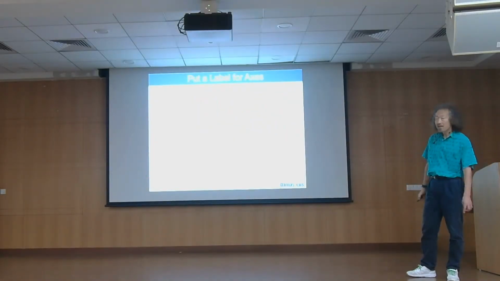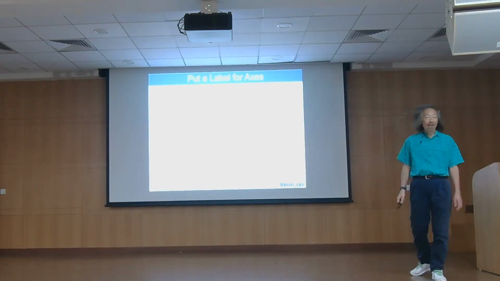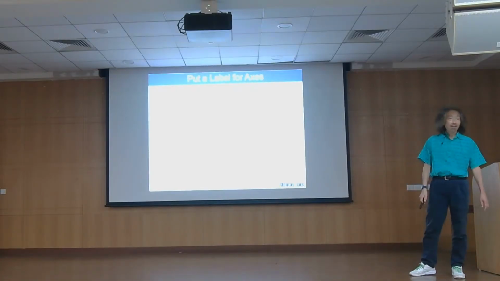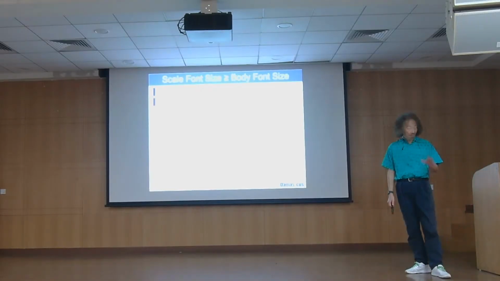There are some tips. Don't forget about the label for the axis. This happens often. I am likely to reject the paper because I cannot read it without any label. I don't understand it. I don't have time to read the body of the paper. So I just look at the figures. If I don't understand it, it's rejected.